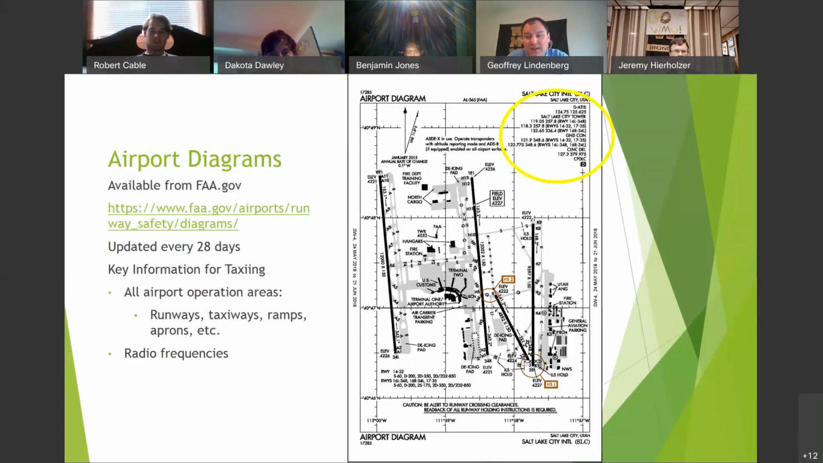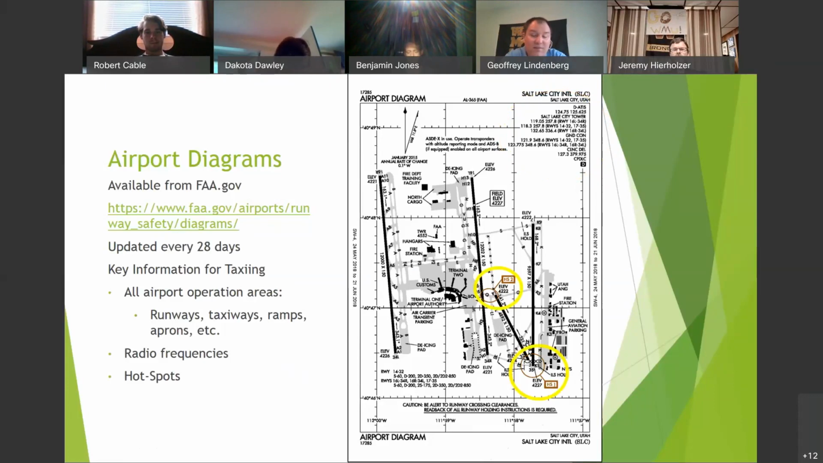Other information that's on here in one corner, and it's not always the top right, it just depends on how the airport best fits. Some of these are landscape format instead of portrait if the airport's more wide instead of long or tall. But somewhere on here, you'll have a listing of different radio frequencies for that airport. We'll go through those.